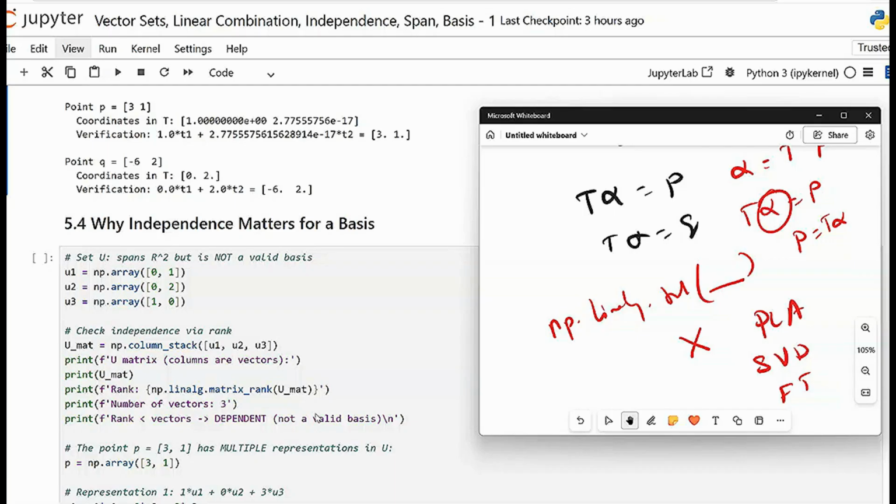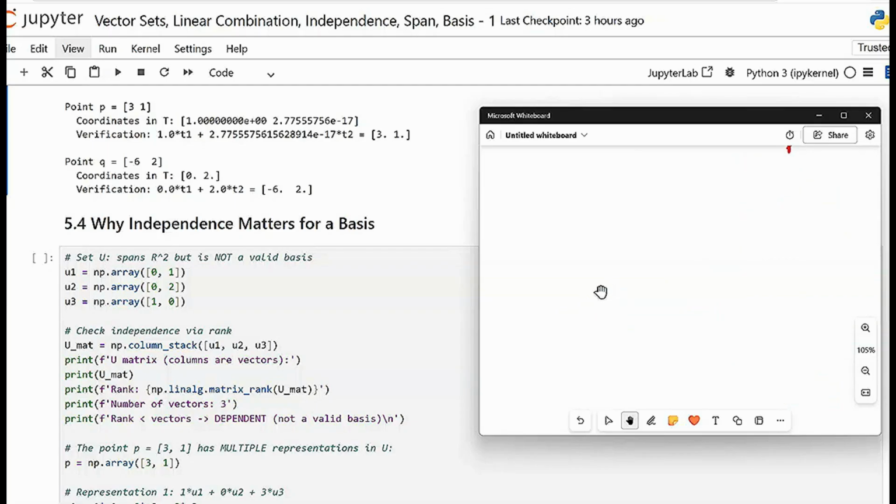Actually, this is based on multiple representation issues. Multiple representations. It is a very important conceptual closure, dears. Okay, now let me make use of this. Dear friends, a set can span a space but still fail to be a basis.